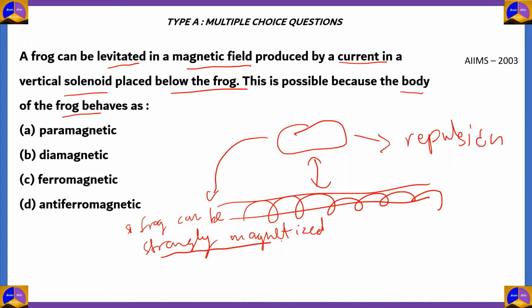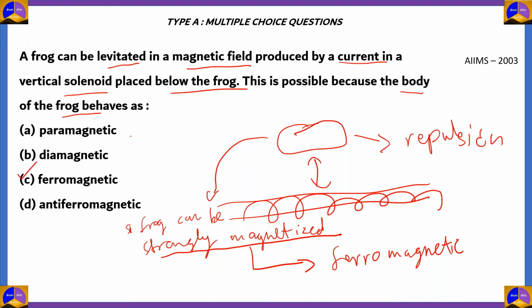Now, a material which can be strongly magnetized is option C, ferromagnetic. That's the reason why ferromagnetic materials are used to make magnets, because they stay permanent. So if a frog has a ferromagnetic body, then this frog can be strongly magnetized, and then therefore using repulsion, we can use the magnetic force in order to levitate a frog. So for that, the body has to be strongly magnetized, and that is possible only if the frog's body behaves as ferromagnetic.